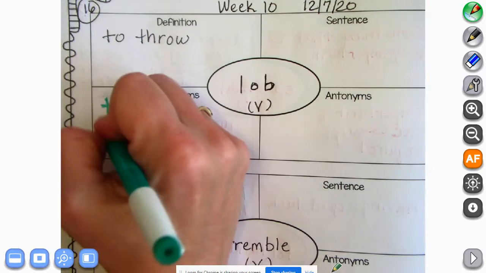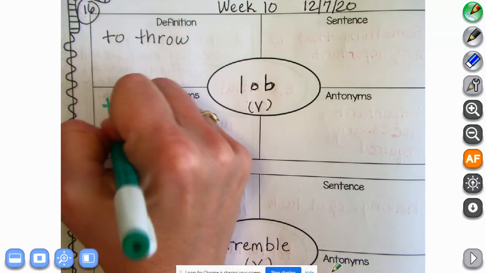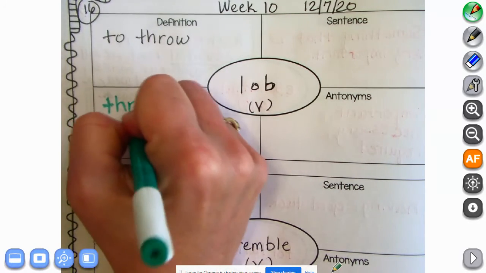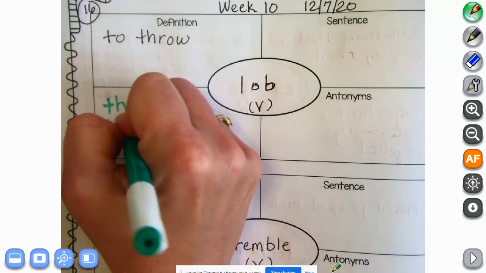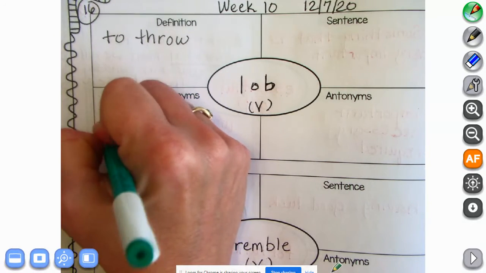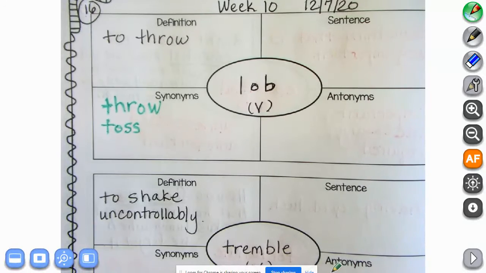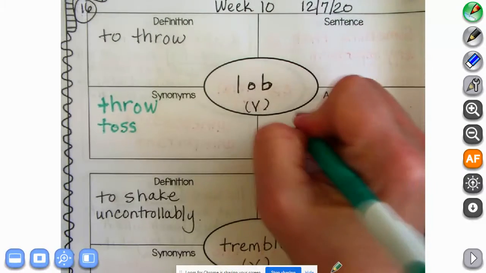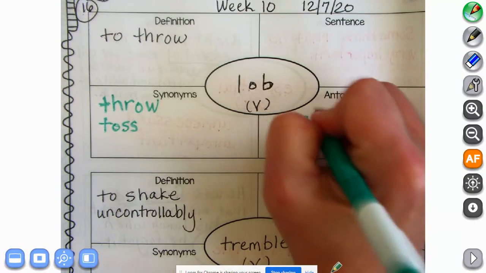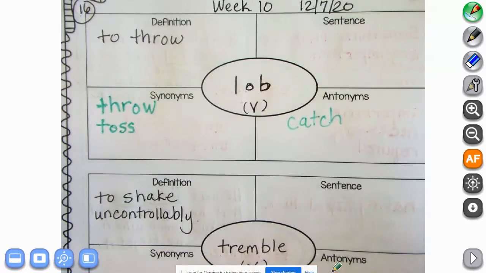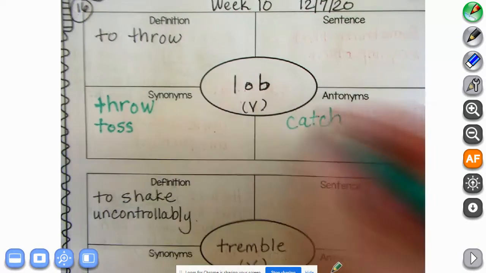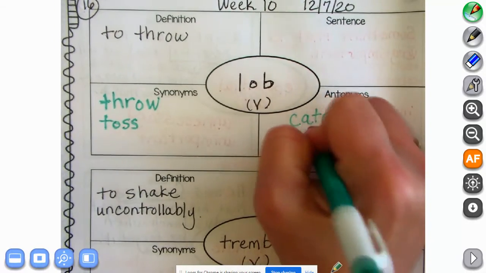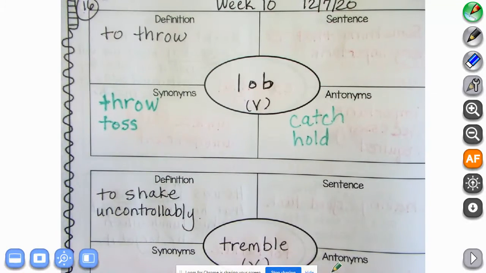So throw is like lob. Another one would be toss. So when we're talking about lob or throw or toss, we're not talking about doing it super hard. We're just passing it to another person. So the opposite of throw, toss, or lob would be catch, because you're on the other end, right? Catch. Or hold. Hold might kind of be a word you could use.